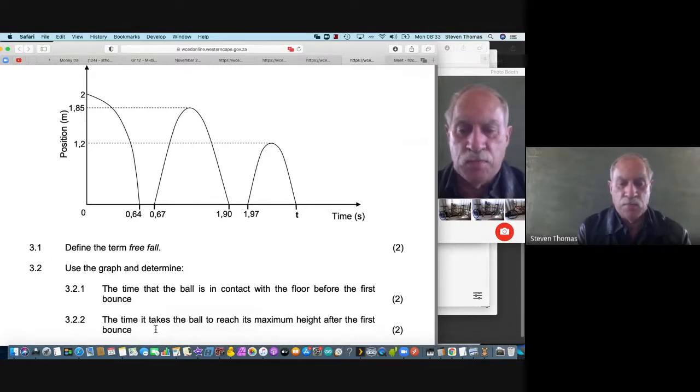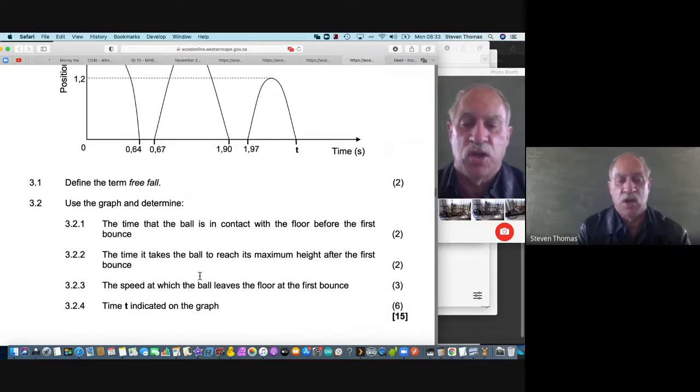So to find the time it takes to reach the top, I would just subtract that from that and divide the difference by 2, and there would be the answer. It's only worth 2 marks. Or we could use an equation of motion.